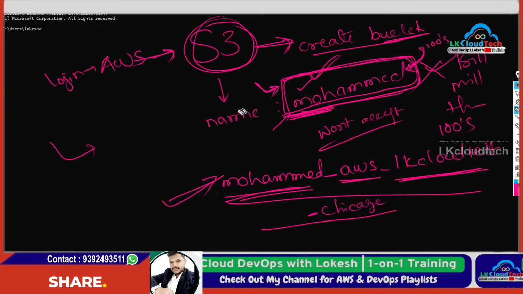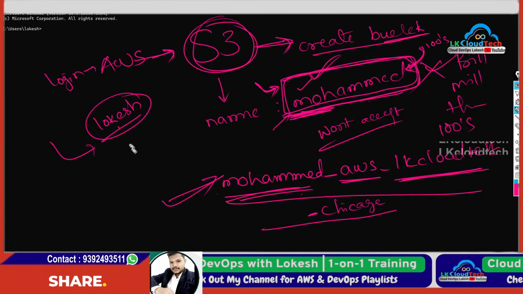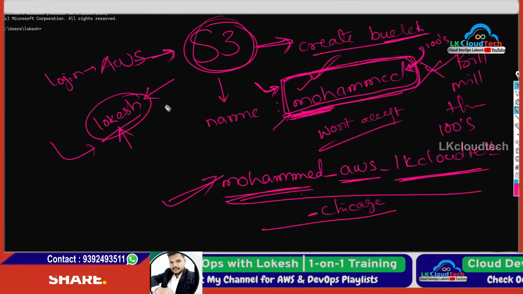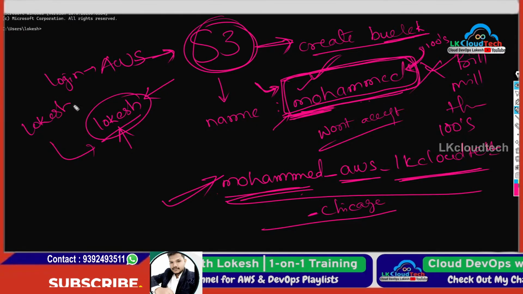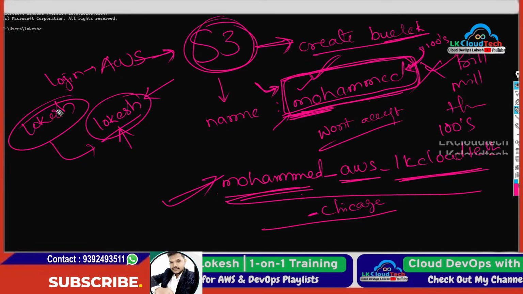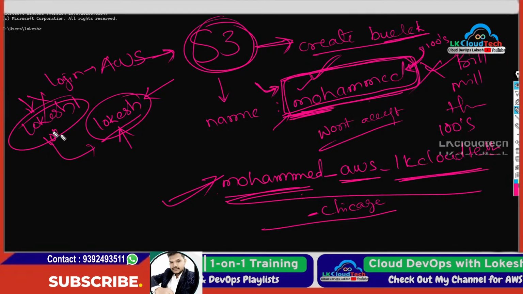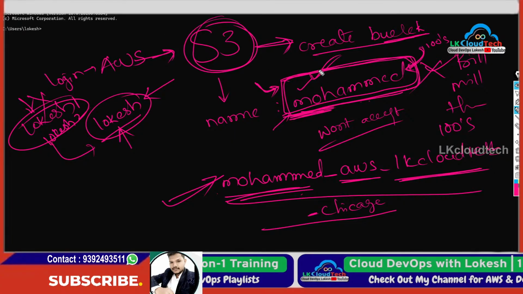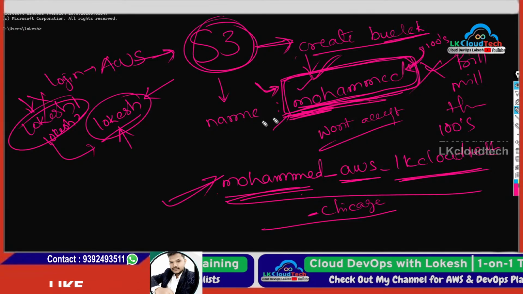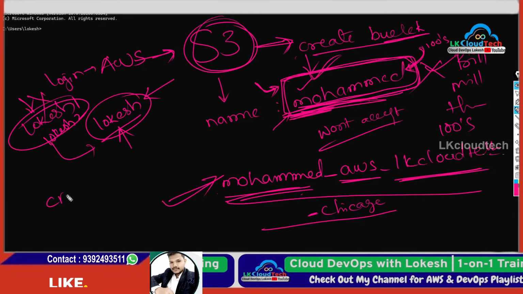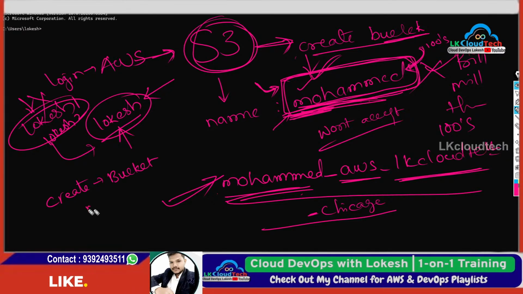You understood? For example, if I create a bucket with the name Lokesh, this name will not be allowed for others. For example, you also want to create a bucket with Lokesh. I'm just talking about the name, nothing else. You want to use this name also? No, it won't accept. You have to give Lokesh1 or Lokesh2, like that. For example, Mohammed, you already created a bucket as Mohammed, suppose. I also want to create a bucket with Muhammad.